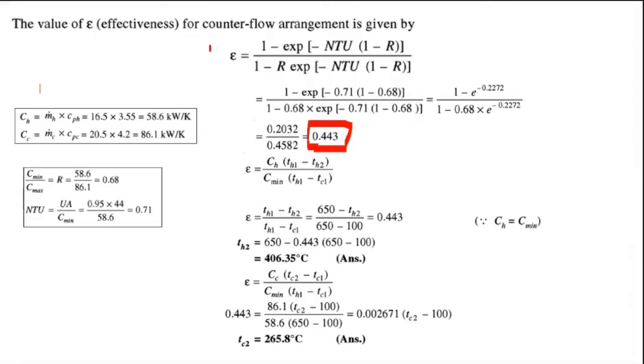Note that for a parallel flow arrangement, effectiveness is not going to be the same. For a parallel flow arrangement, this effectiveness relation is different. It is not the same. Can anyone tell me for parallel flow, effectiveness will be greater than 0.443 or smaller than this?